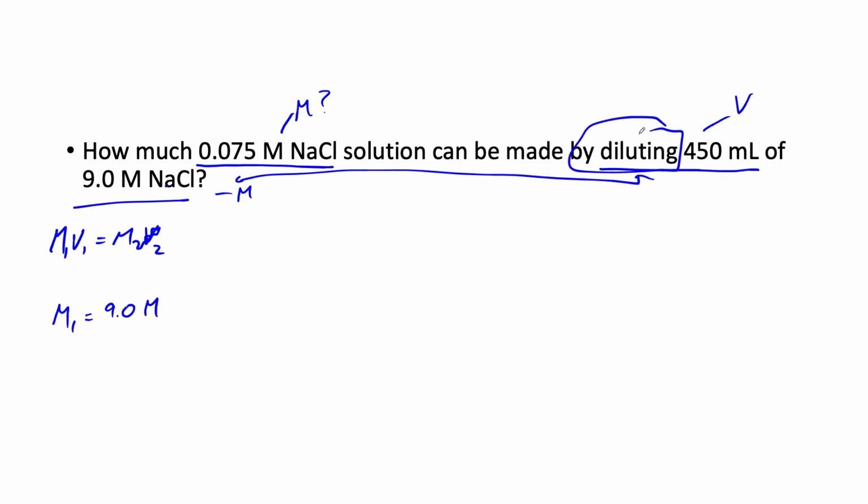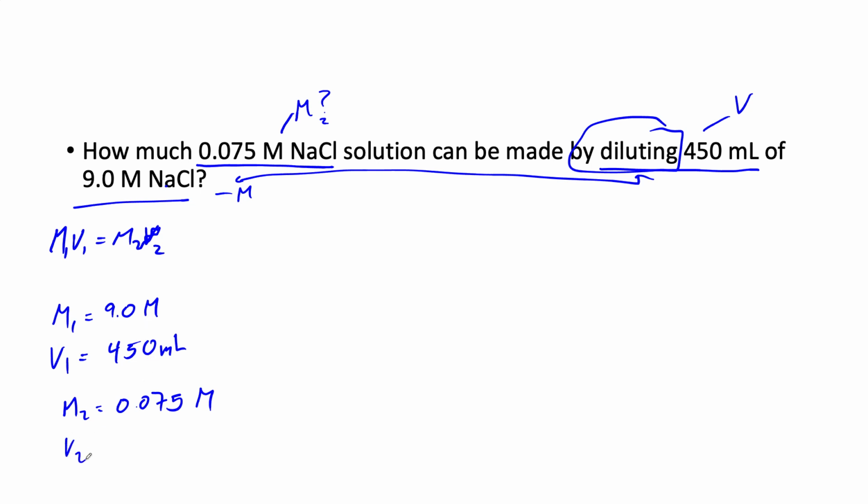Since the verbiage here is by diluting 450 milliliters, we're taking 450 milliliters and adding more to it. This is what the term diluting means. It means we're adding more water or solvent to the 450 milliliters that we already have. So my V1 is going to be 450 milliliters. That is how this is interpreted. And now let's go here. We know this is M2, our final concentration, 0.075. We know this is our final concentration because we already have our initial, and this one's lower than that. So it makes sense.